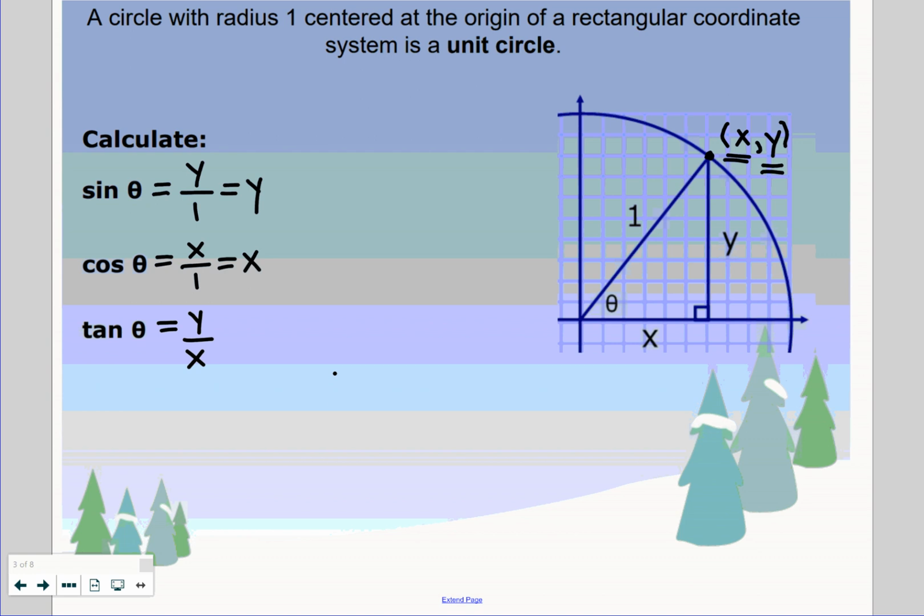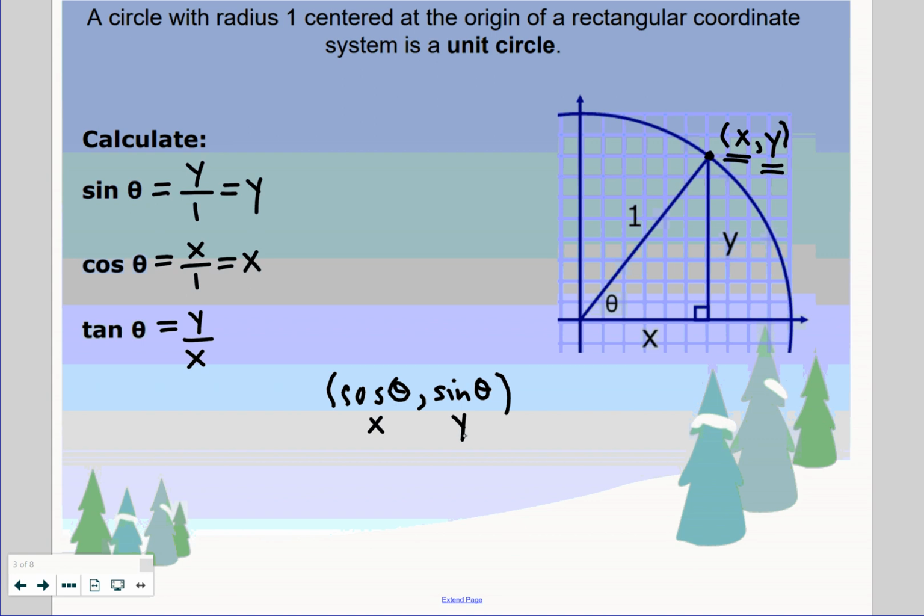I think it's also helpful somewhere in the corner of your unit circle to write this point. The x coordinate is always the cosine, and the y is always the sine. So our x values are always cosine, and our y values are always sine.